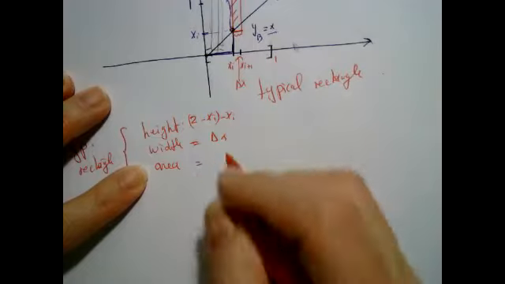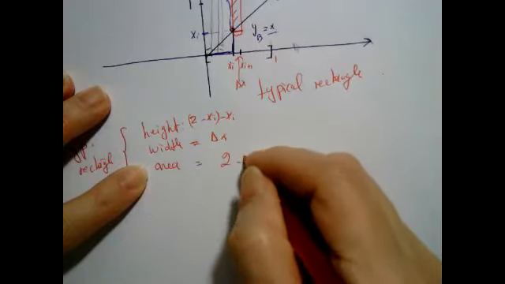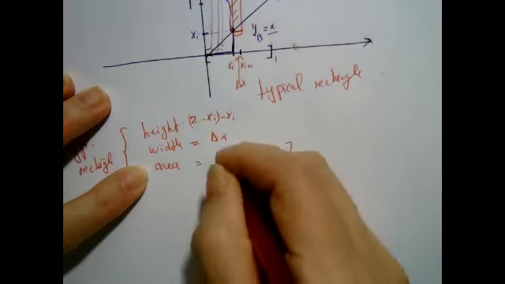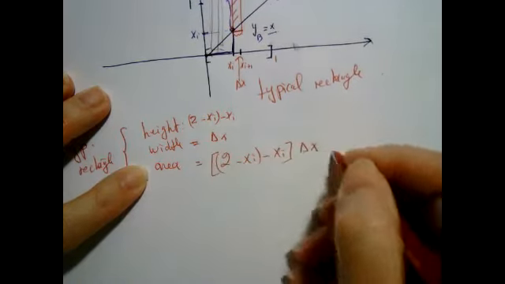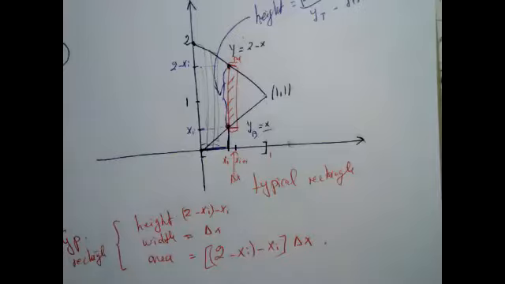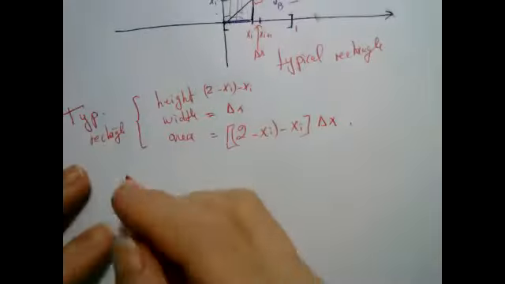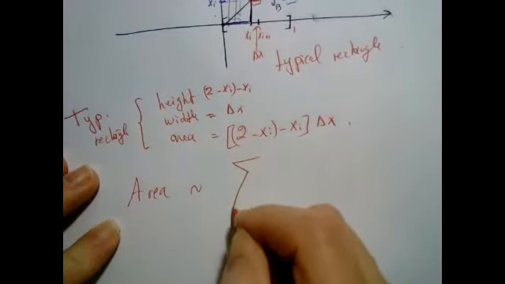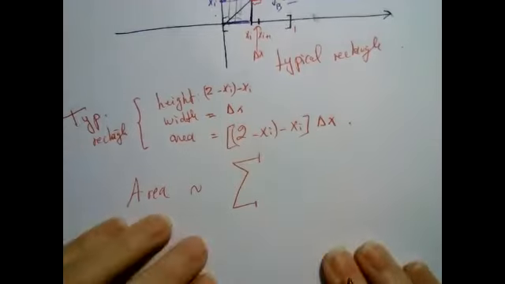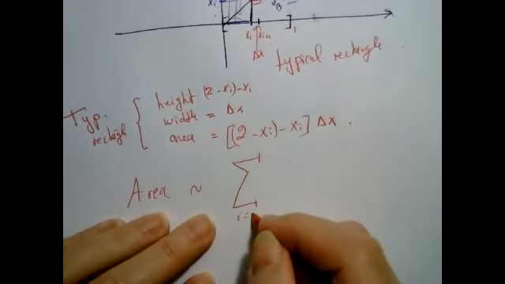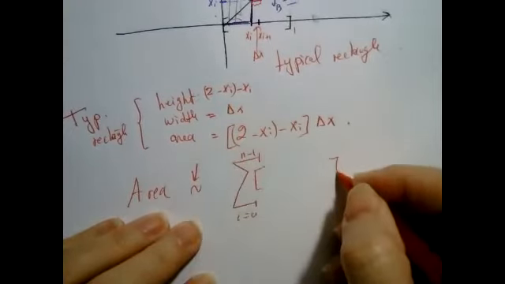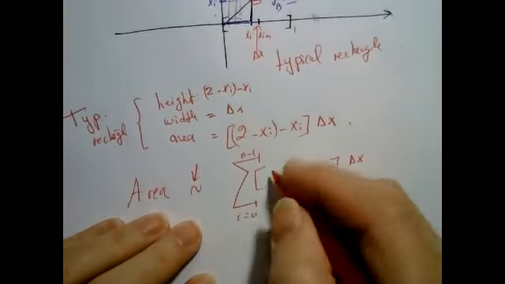The area of a typical rectangle is the height times the width. That's really how we proceed. Now, the area is the sum of the areas of the rectangles. That's really what my Riemann sum is. So it's the sum of those areas, approximately. That's the approximation of the little areas.